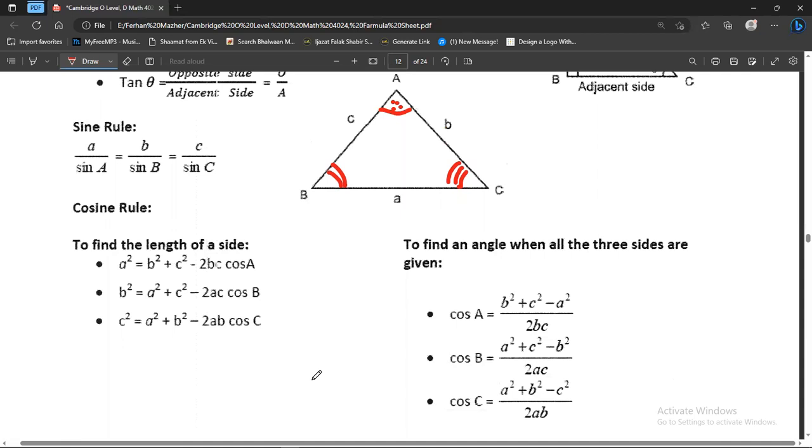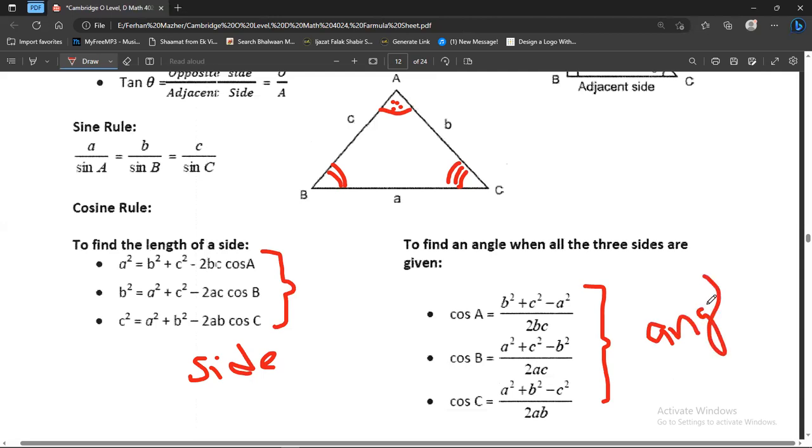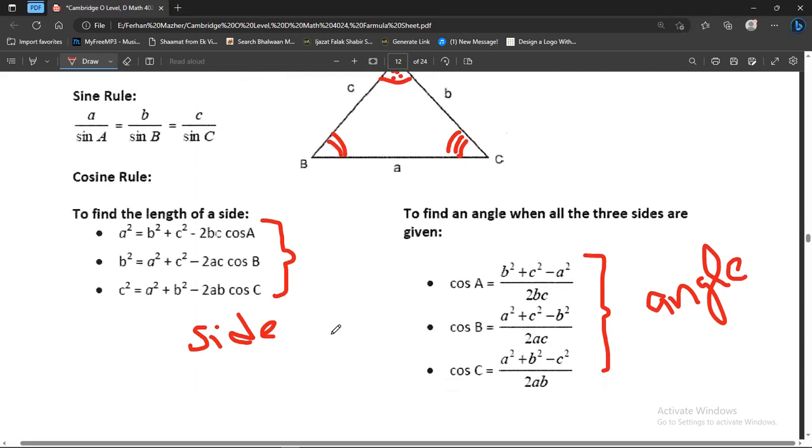You see the law of cosine rule. This shape of the cosine rule is used to find the side of a triangle, and this shape of the cosine rule is used to find any angle of the triangle, if you know the three sides of the triangle.